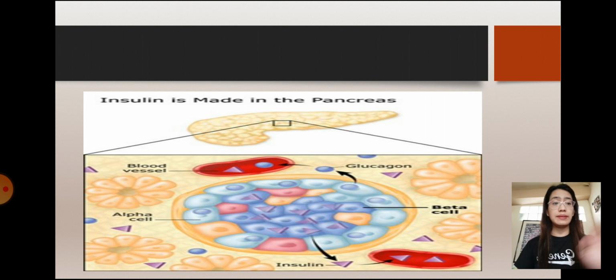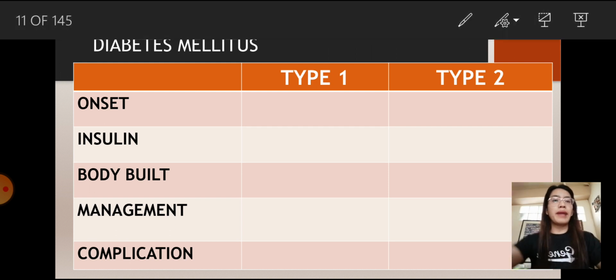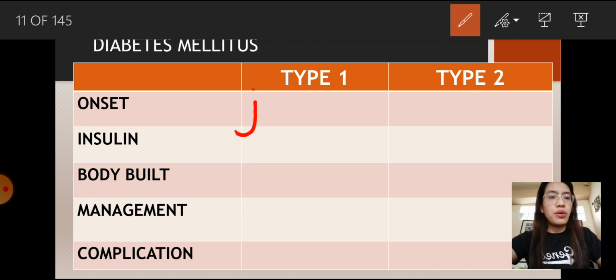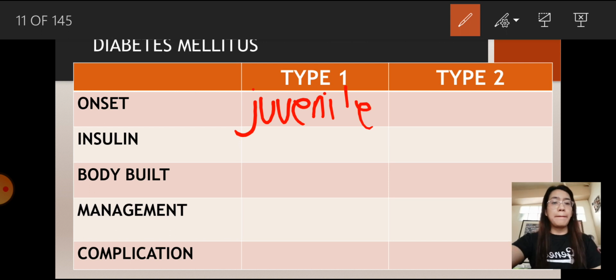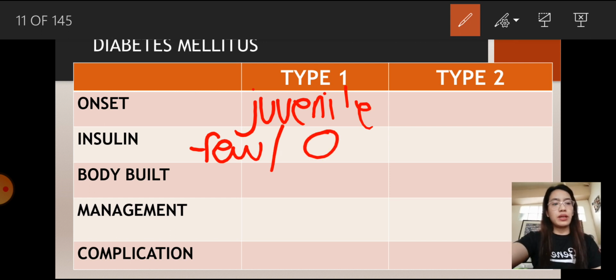Right? So, we have discussed the difference between your type 1 and type 2 last time. So, i-recall ulit natin. So, for type 1, the onset of which is juvenile. So, pangbatang sakit ito. Ito yung diabetes na pagkapanganak ng tao o kaya ng bata pa lang siya, meron nang nakitaan na ng problema sa kanyang insulin production. So, this is juvenile. Ang insulin level niya, maaring ito ay konti o kaya naman wala. Okay? Zero. So, talaga totally wala siyang insulin.